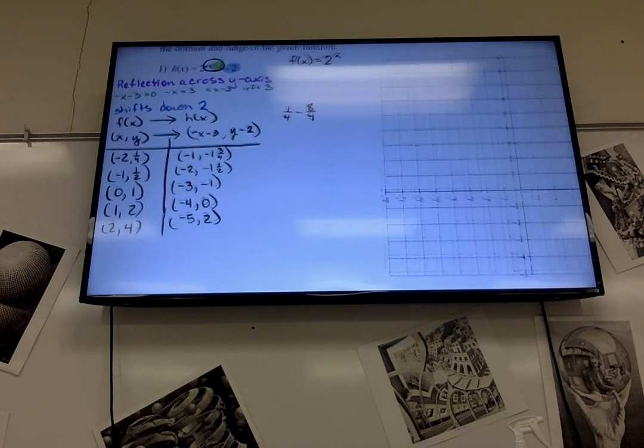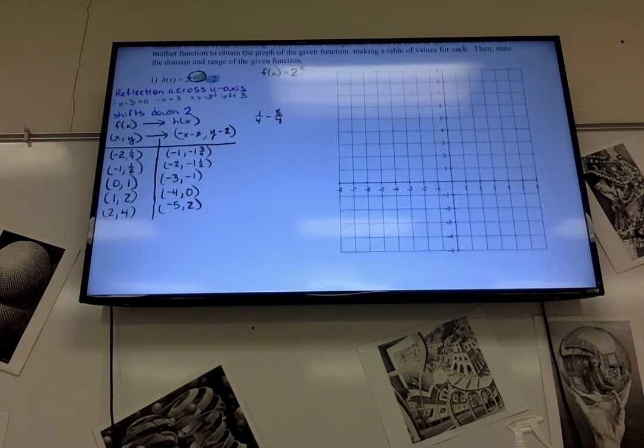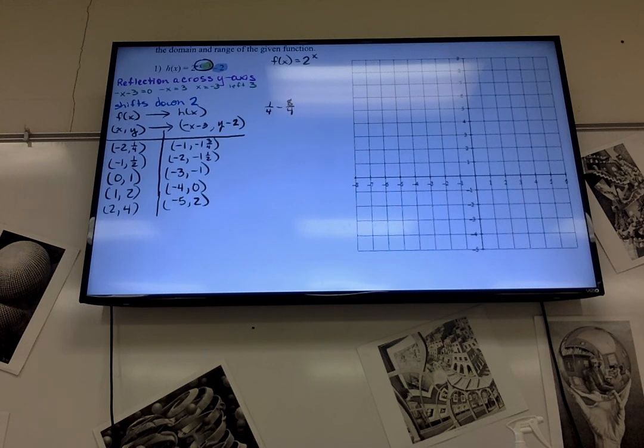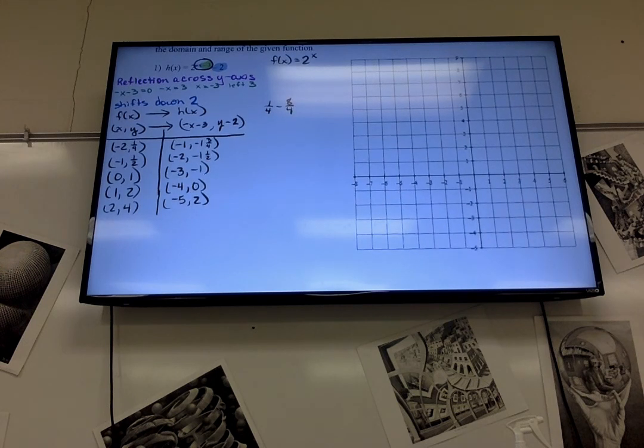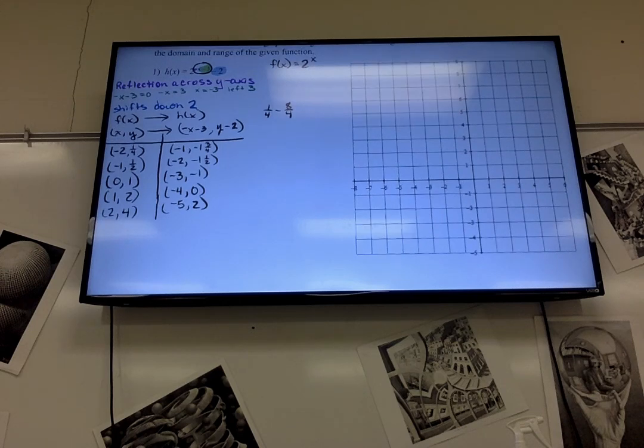Okay, so what's the y, or the horizontal asymptote? Negative 2. It's that blue highlighted part. So I'm going to go ahead and draw that in. And let's graph these points.